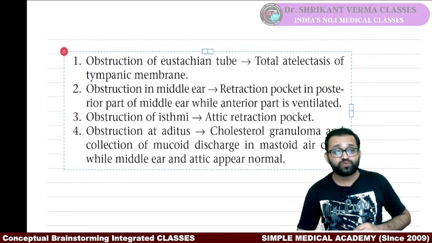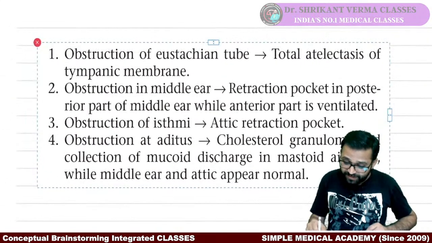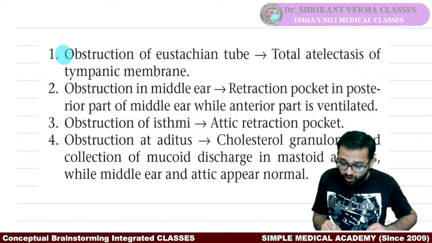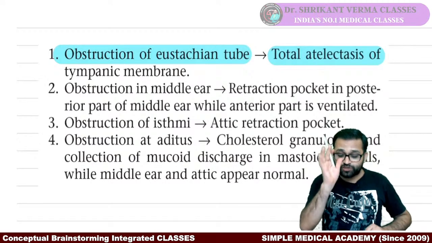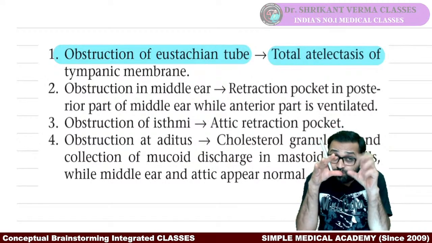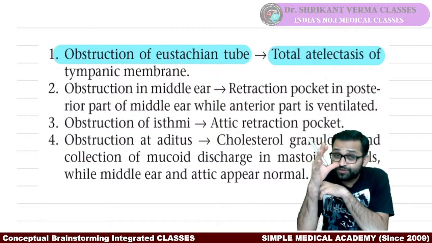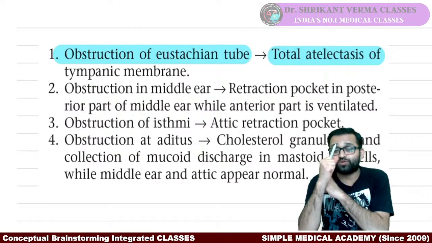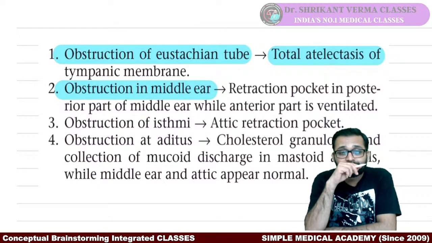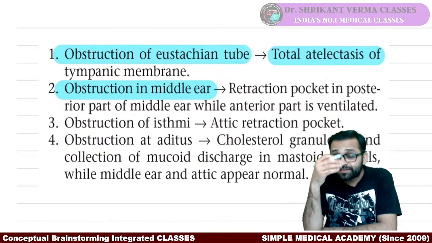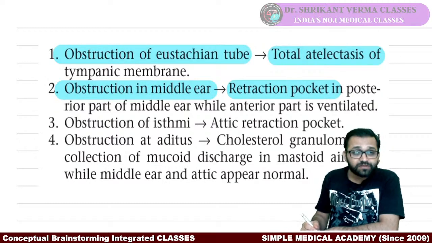So try to catch this, apply the anatomy knowledge, you will see that there is obstruction of the Eustachian tube. Agree sir? It will cause total atelectasis of the tympanic membrane. If the Eustachian tube is blocked, the pressure could not be maintained here and the tympanic membrane totally collapsed. Fine. Obstruction in the middle ear, if there is a blockage in the middle ear, due to the increase in negative intratympanic pressure, retraction pocket will be formed. Fine, getting the point?